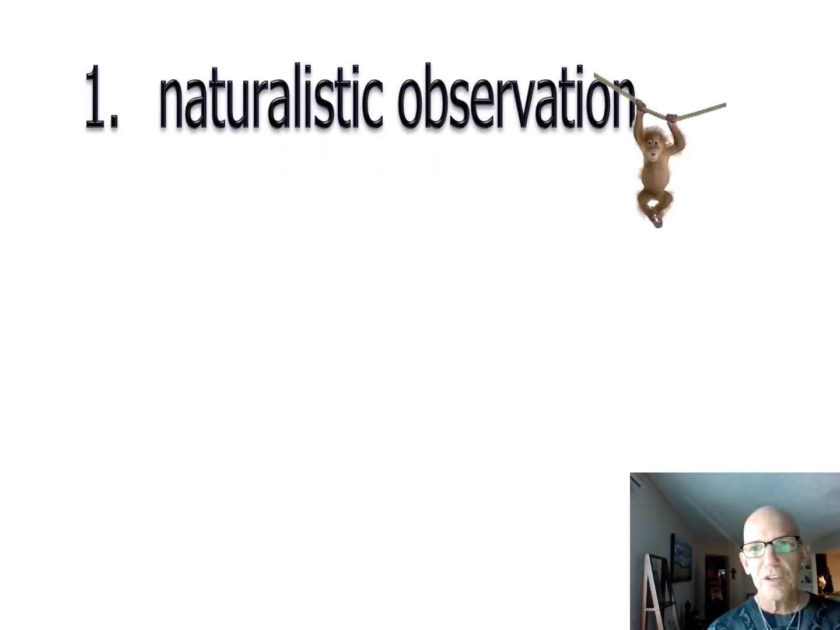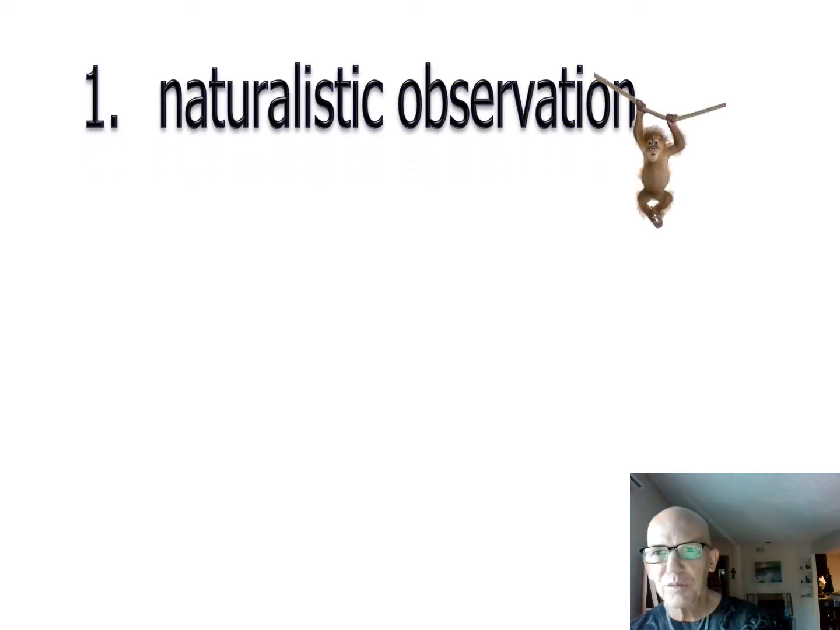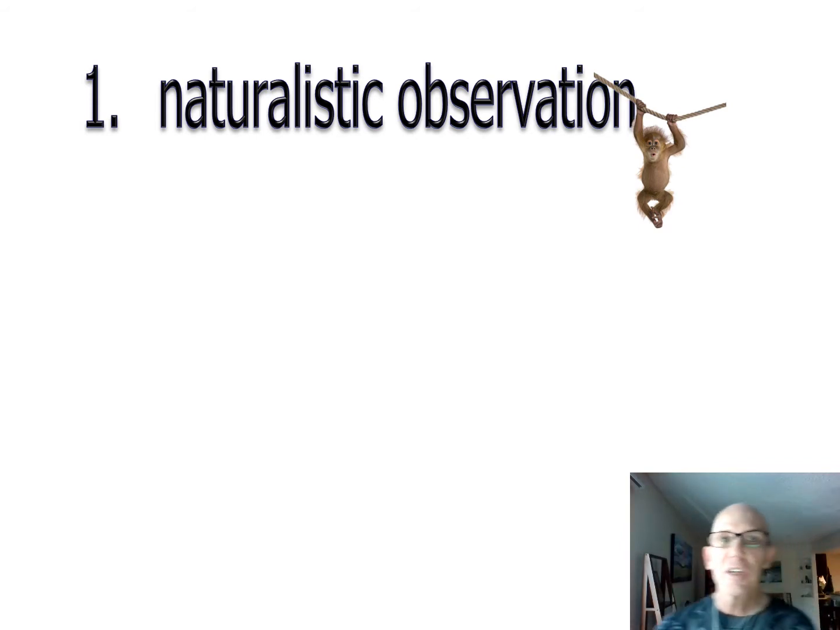The first is naturalistic observation. I love monkeys and especially orangutans, and here's a baby orangutan. A lot of field researchers observe animals in their natural habitat. I love David Attenborough and Planet Earth and Blue Planet and all this other kind of stuff. That's naturalistic observation. We can do that with people. You kind of got to be sneaky and not let them know you're observing them, just like with the animals. But we can do that out in the world.